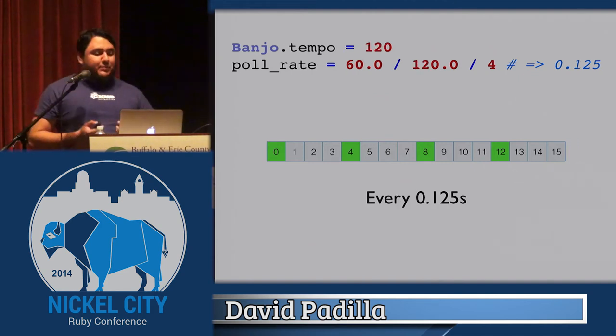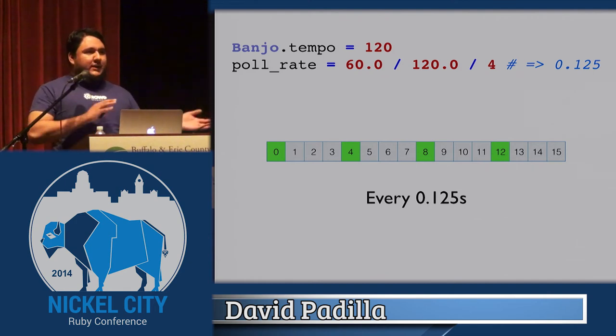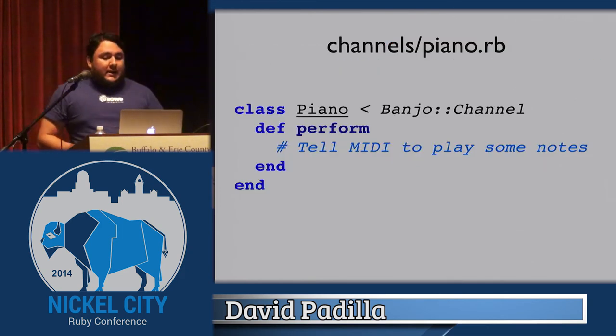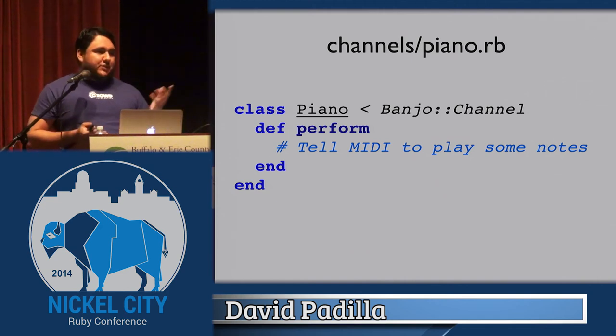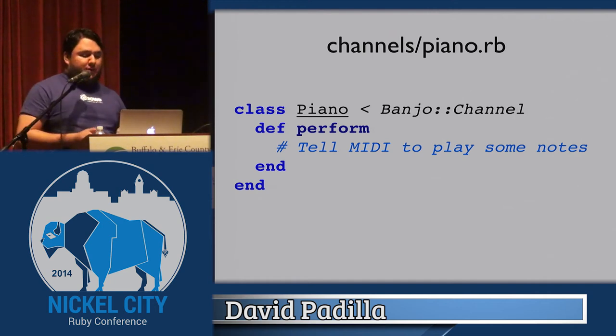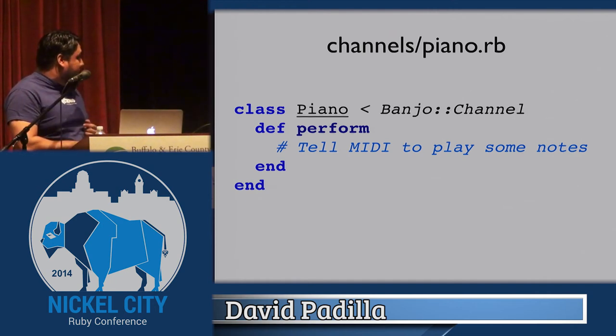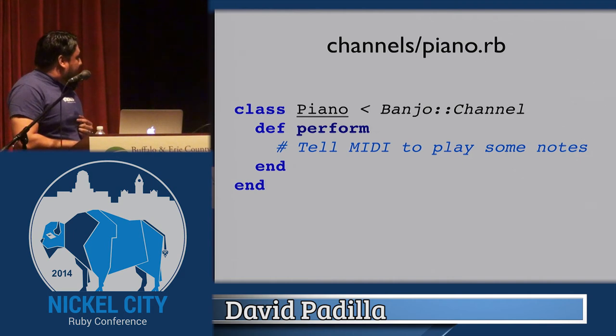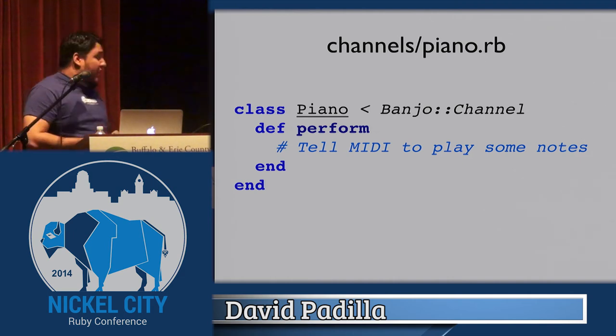And you know, a more upbeat song or more regular songs are at 120, in the range between 100 and 140, and that means I need to poll and perform for those classes every quarter of a second. And like I said, the classes themselves are just very basic Ruby objects, and the only thing you need to do is inherit from this class, which is Banjo Channel, and it will give you all those methods to play and do the whole music thing. So on the perform method, you just need to tell MIDI how to play some notes, right?